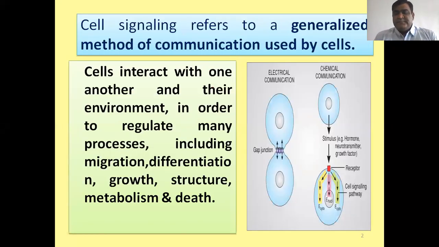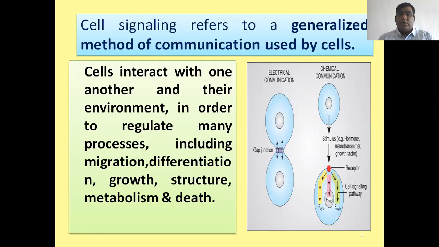The cell signaling is an orderly sequence of events by which a cell communicates to another cell and to its environment. So this entire process by which cells interact with one another and their environment is so they can regulate various metabolic and cellular processes like metabolism, migration, differentiation, and even apoptosis or cell death.